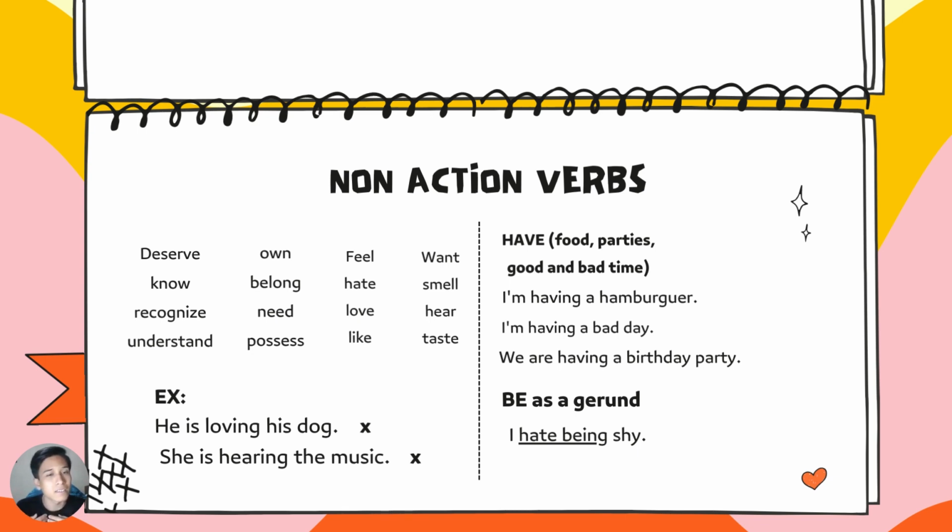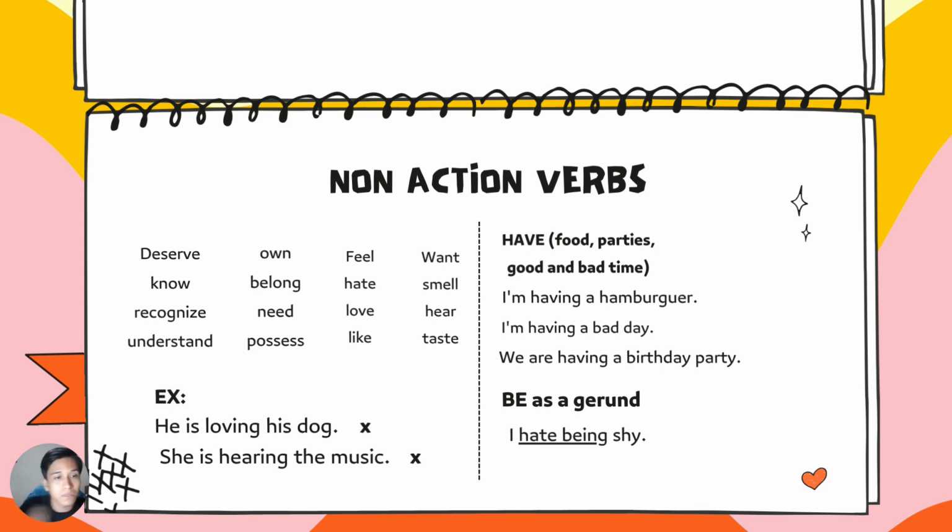But we cannot use the present progressive with this verb. You cannot say I am having a car, I am having a baby, I am, I don't know, having material for my homework. You can use having when we want to express something related with food, with parties, with good and bad times.